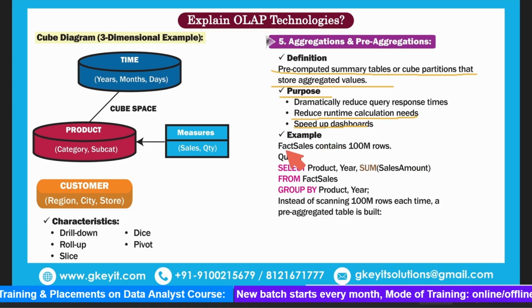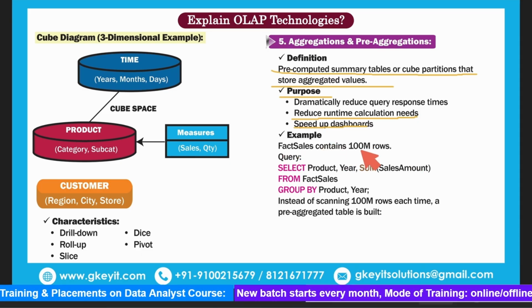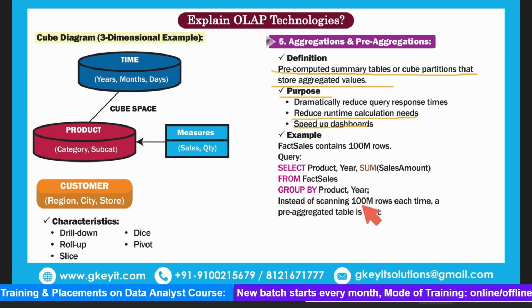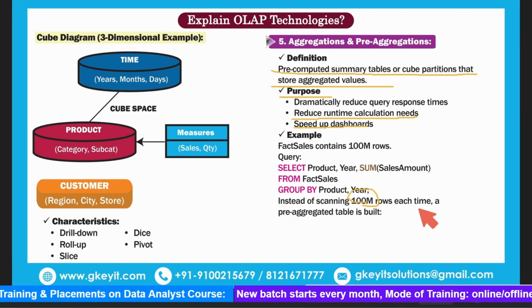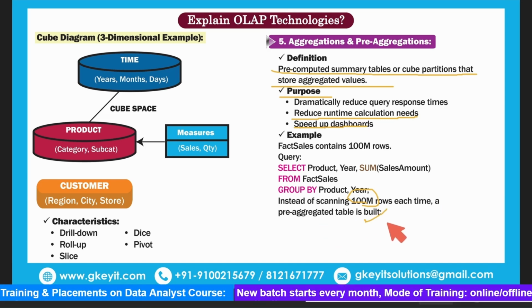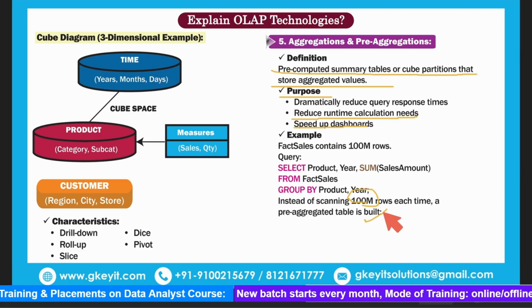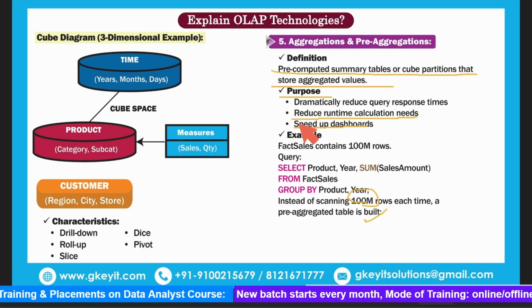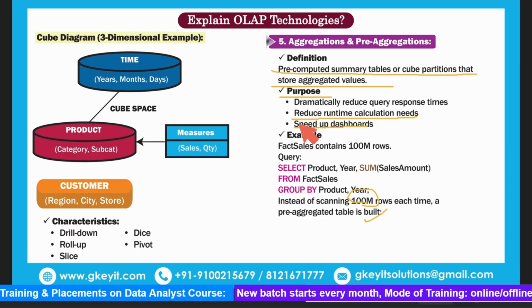For example, fact sales contains 100 million rows. If you have a query like this: select product, year, sum of sales from fact sales group by product and year. Instead of scanning 100 million rows each time, a pre-aggregated table is built. On top of the table, the data is going to be displayed without wasting time. I think you got some idea of the OLAP technologies available in data warehousing.